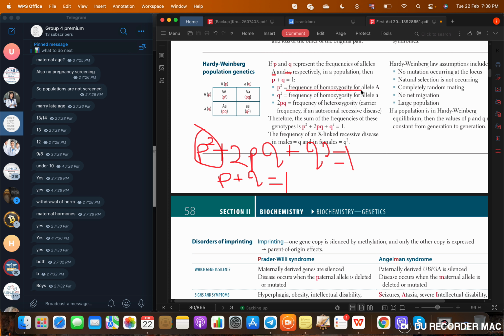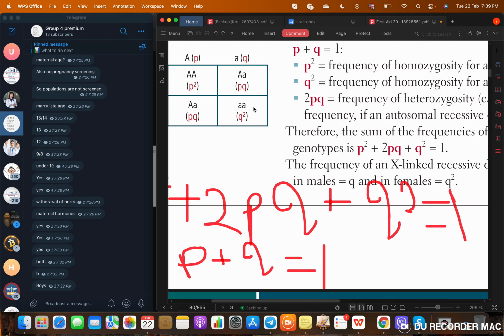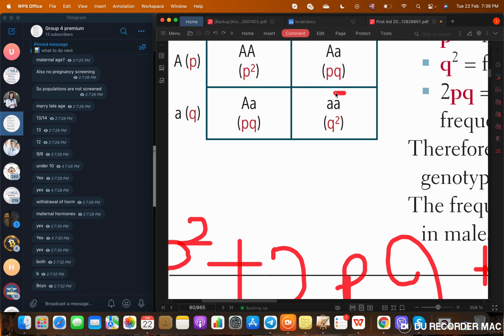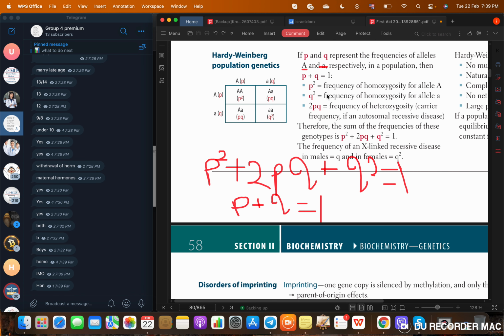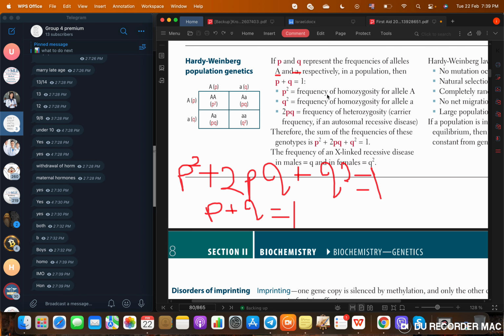So right here, frequency of homozygosity of the allele. What is the chance I'm going to have big A, big A? If I have two letters that are the same, I say it's homozygote. If the two letters are different, I say it's heterozygote, two different letters, like big and small. What about small a, small a? Is it homo or hetero? It's homo because both of them look the same. Absolutely.